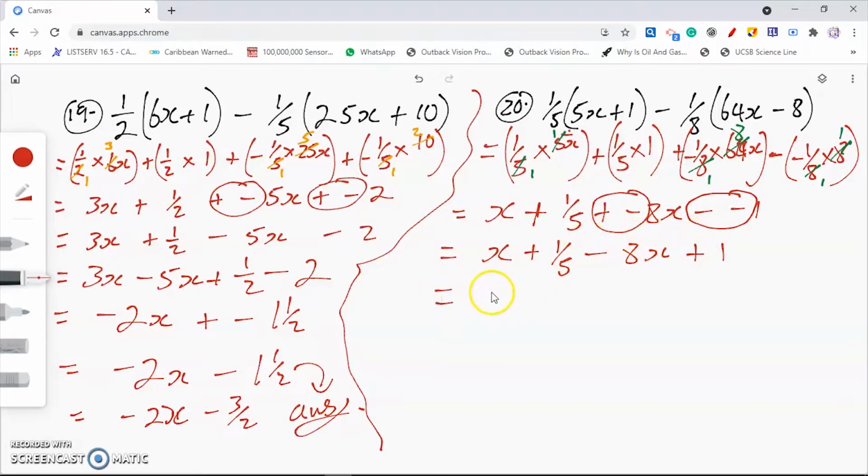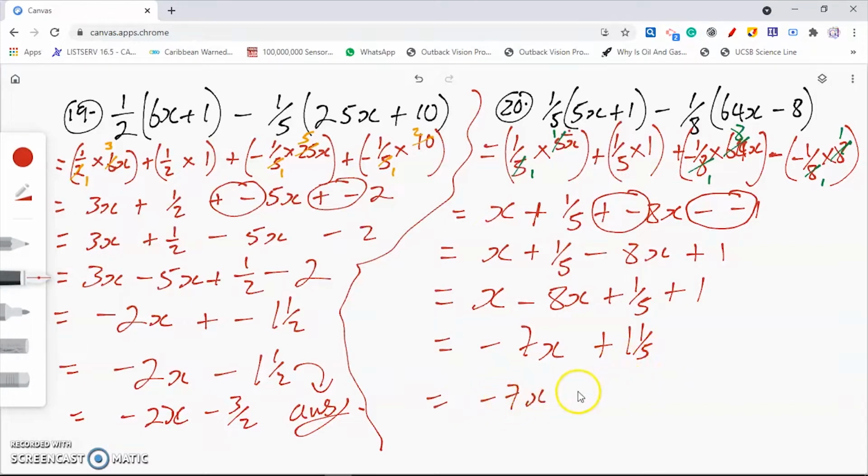Our next step, we would have to group our like terms, so we will get x minus 8x plus 1/5 plus 1, and that would give us x minus 8x, that's negative 7x, plus 1 and 1/5, or you could say negative 7x plus 6 over 5, plus 6/5, and that's our answer there. Either of them is correct. Good. Let's look at the next question.